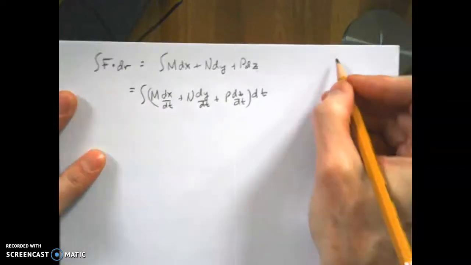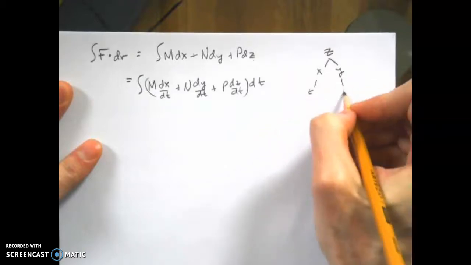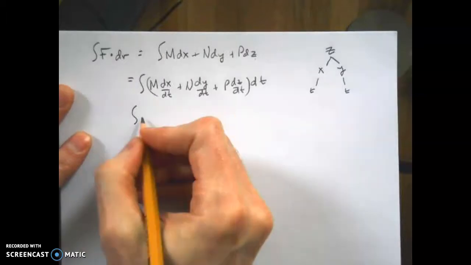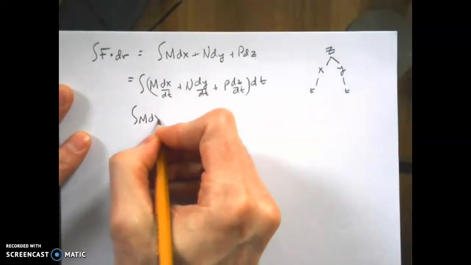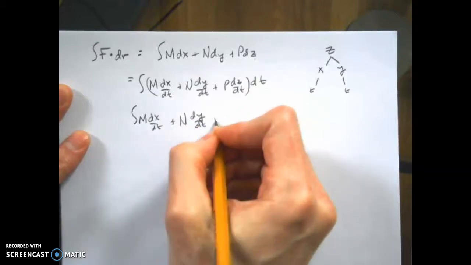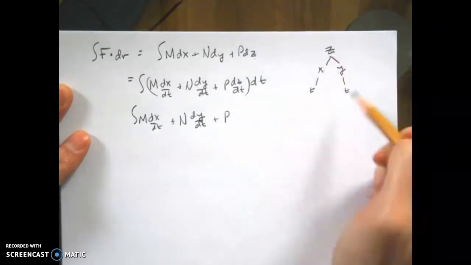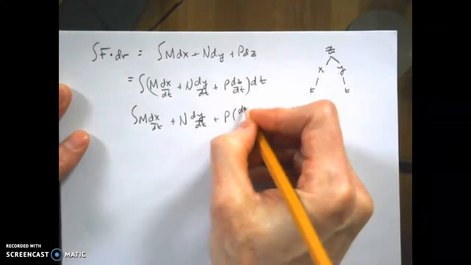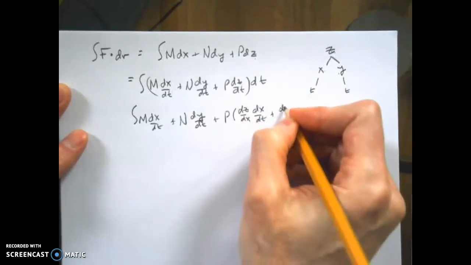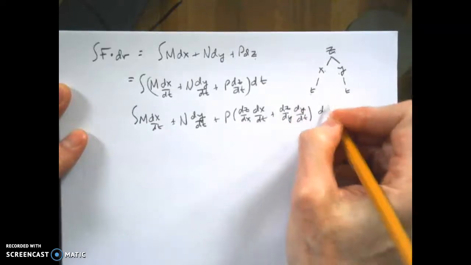Because if z is a function of x and y, and x and y are both functions of t, we need to apply a chain rule. So we've got the integral of m dx/dt plus n dy/dt plus p, and the dz/dt is really equal to dz/dx dx/dt plus dz/dy dy/dt. So dz/dx dx/dt plus dz/dy dy/dt. This is all over dt.